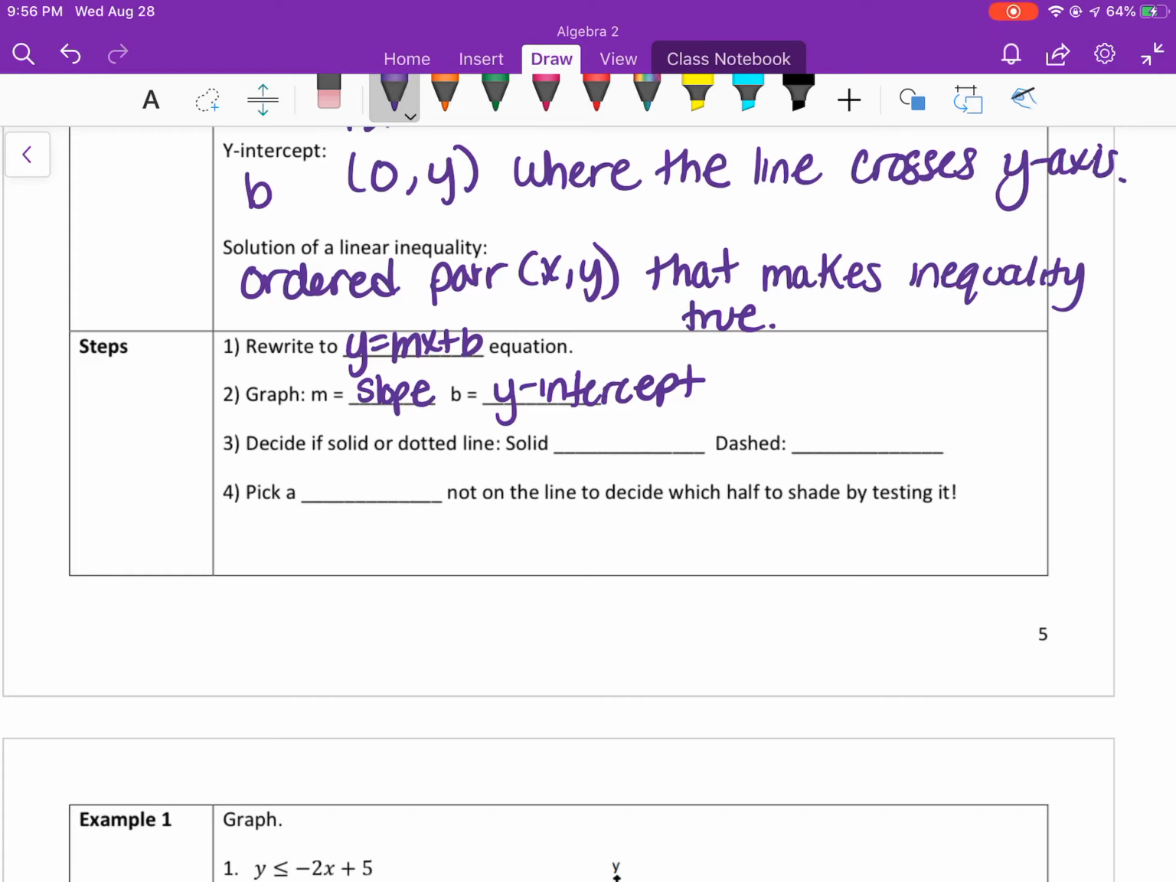Decide if you have a solid or dotted line. You draw a solid line when you have a less than or equal to or a greater than or equal to, because those points on the line are equal and part of your solution. You draw a dashed line if you have just less than or just greater than, because they're not equal. So the points along the line are not going to make our equation true. Then we pick a point not on the line to decide which way we shade. So we will do an example.